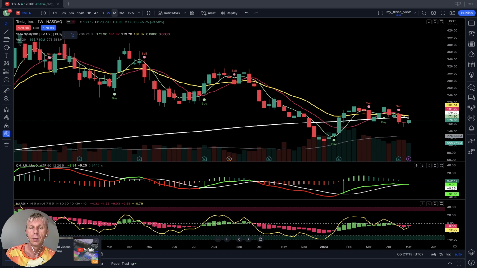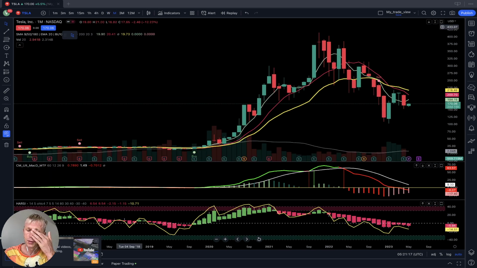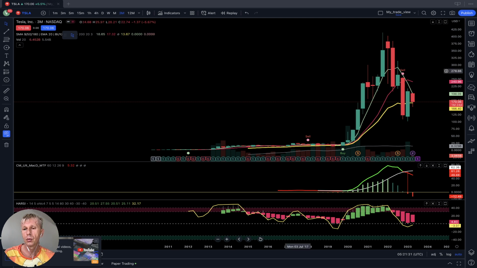Not good. Monthly time frame. Tesla is bearish also. Bars below all moving averages. Bearish. MACD red bearish. Heikin Ashi bearish. RSI bearish. Quarterly Tesla. Bearish also.